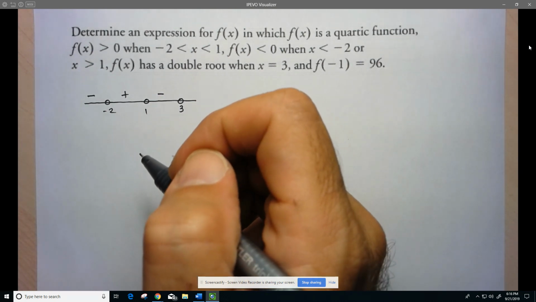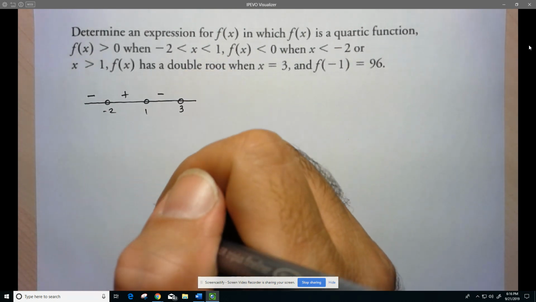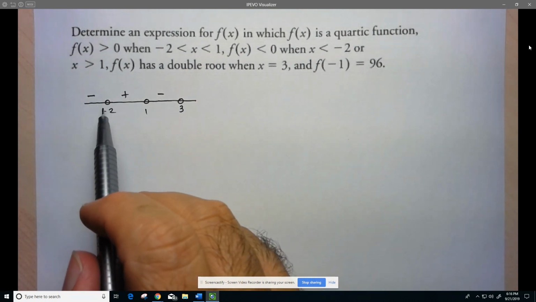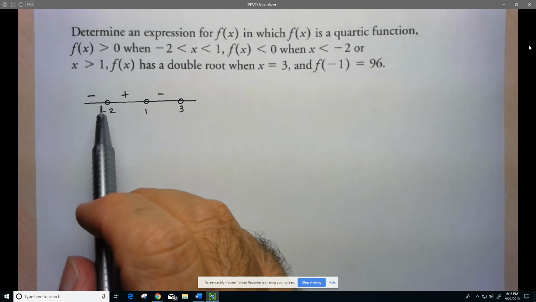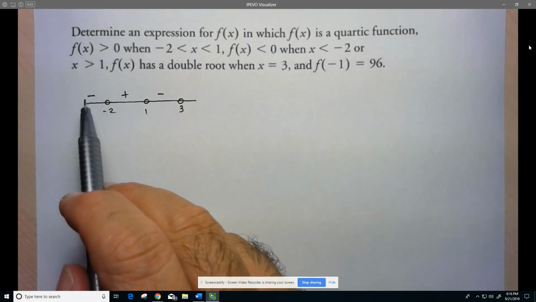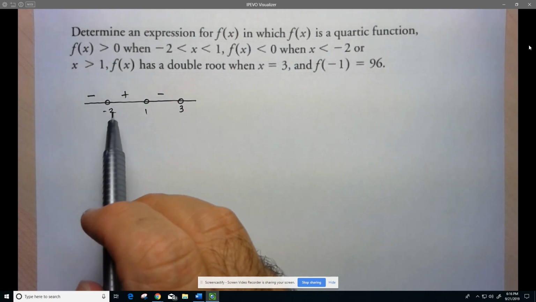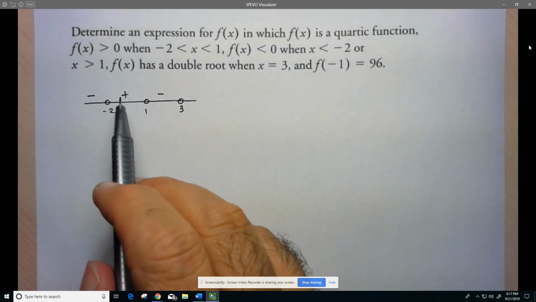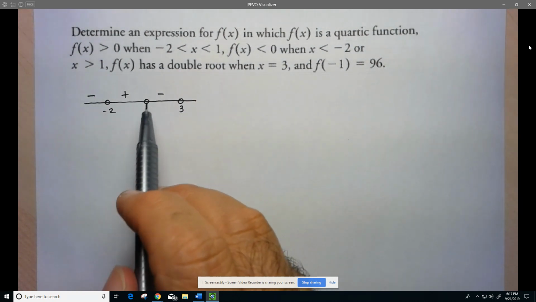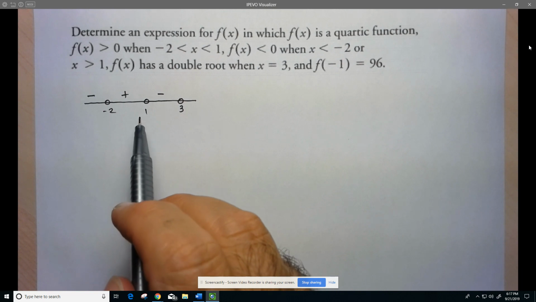They're giving us information without giving it to us directly. They're not telling us that there's a 0 at -2. However, we can assume that there must be a 0 at -2 because the only place for a polynomial to change sign is at an x-intercept. Same thing here. As it's going from positive to negative, there must be an x-intercept at 1.